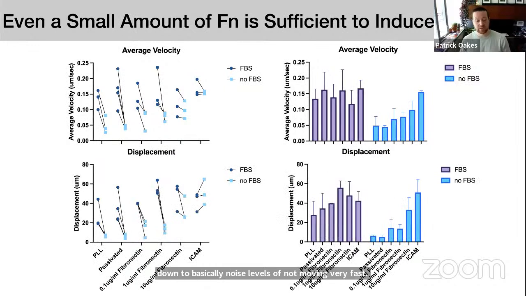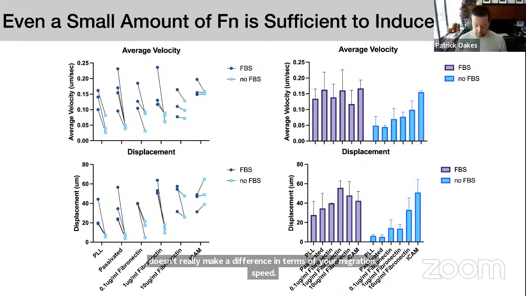And so once you have a sufficient amount of fibronectin, or if you have ICAM present, then having FBS doesn't really make a difference in terms of your migration speed. But it's really when you have less than that that it does make this kind of strong effect.